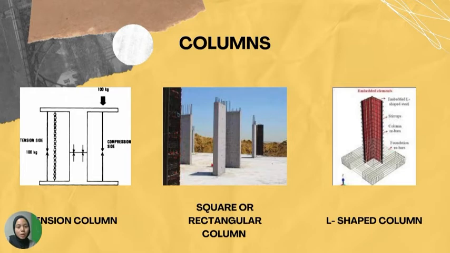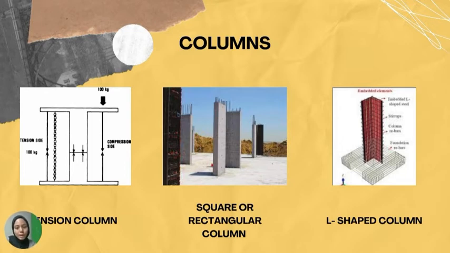Next is square or rectangular column. It's classified based on their shape. Square or rectangular columns are easy for shuttering, placing reinforcement, and concrete pouring. It's combined with their general affordability, which makes this type of column a popular choice among the others.